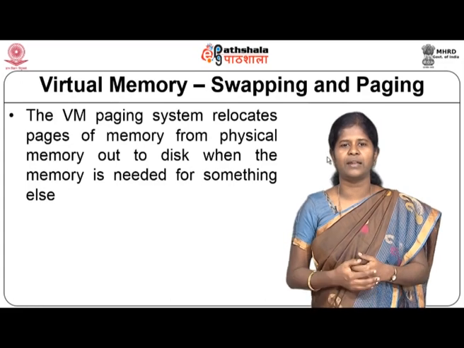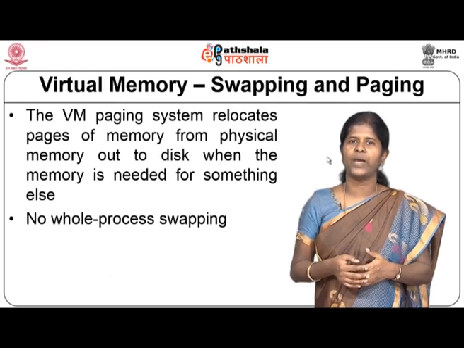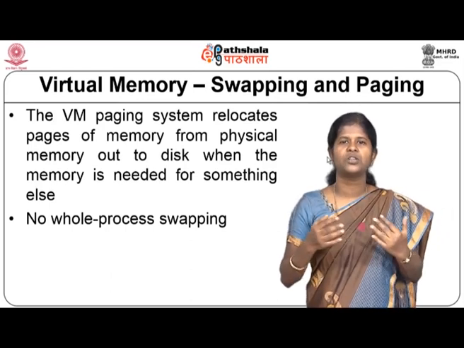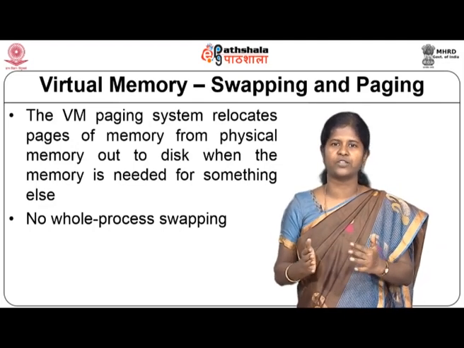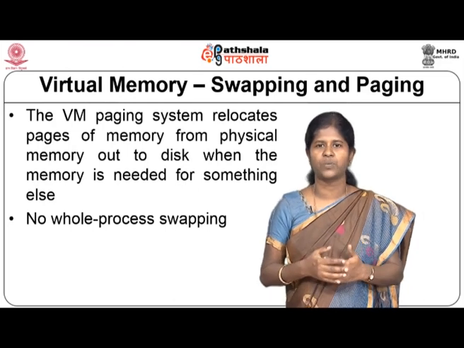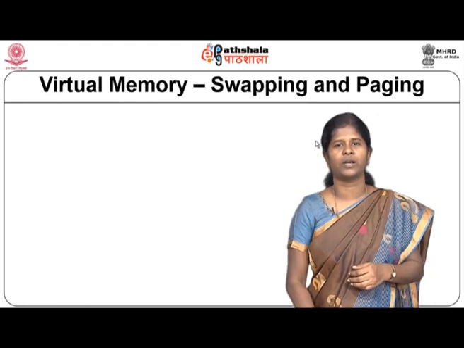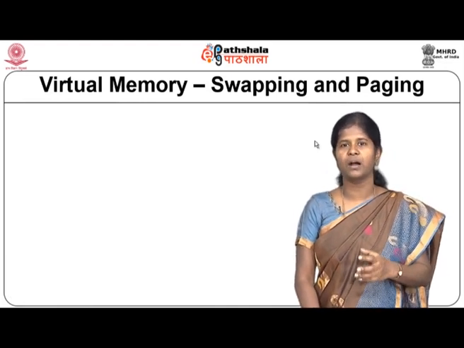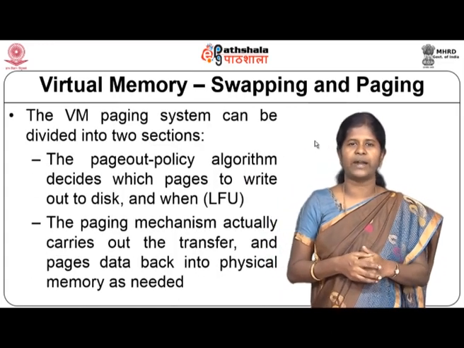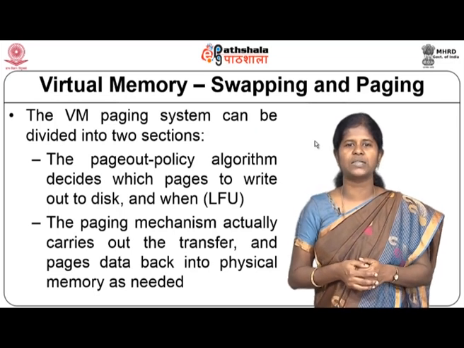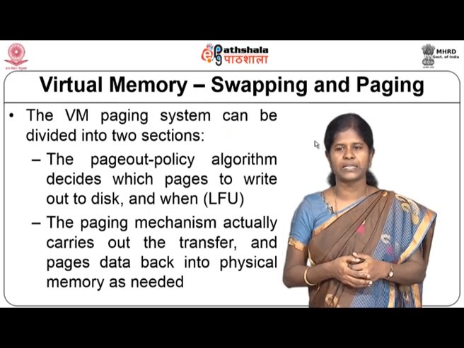And here in Linux, there is no whole process swapping. Whole process swapping is an old method where an entire process will be swapped into the main memory and swapped out to the disk and so on. But now they are dealing with only sizes of pages. Only pages are being swapped into the main memory. So, individual pages only are moved; you do not move big, continuous whole processes. So, the virtual memory paging system is now divided into two sections. One is the page out policy that needs to be used, and the second is the paging mechanism.